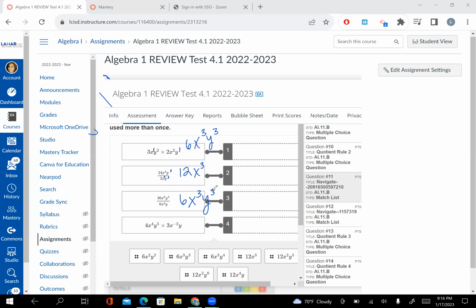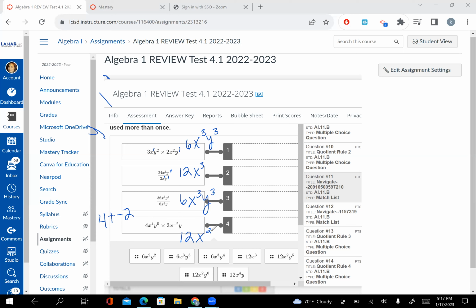Okay. And then our next one here, we're going to multiply. So 4 times 3, that's going to be 12. Then we have x to the power of 4, and then we have x to the power of negative 2. So we're going to do 4 plus negative 2. In your calculator, you would be doing 4 plus negative 2 because we are multiplying here. And 4 plus negative 2 is going to be 2. So we'll have x to the power of 2.